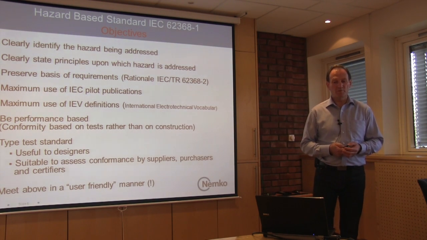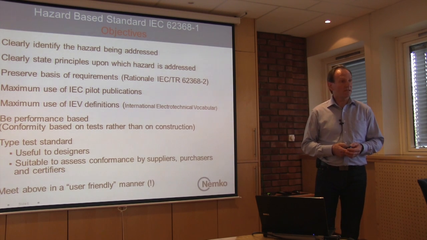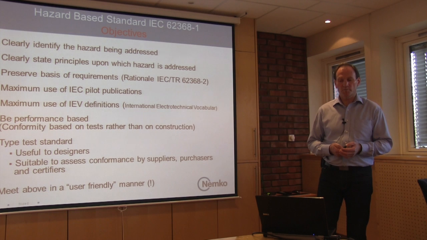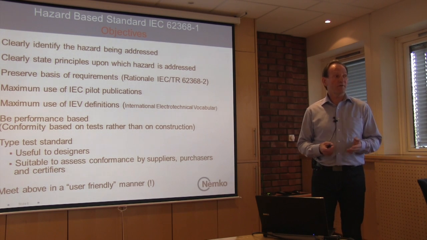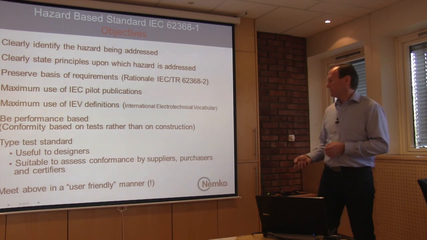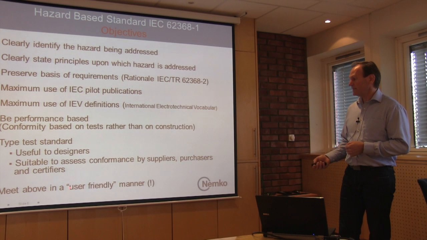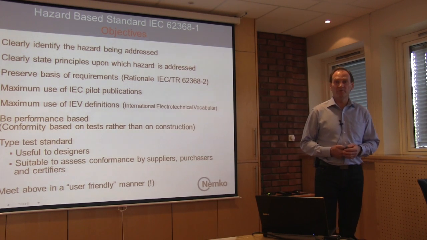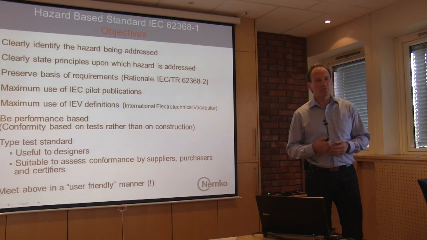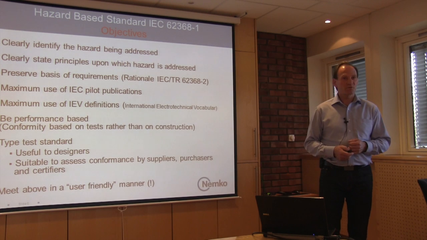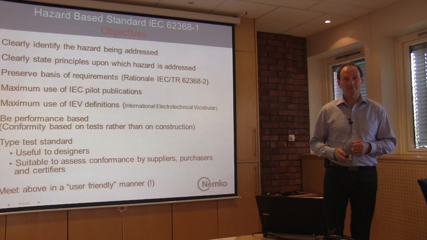And it should be performance-based, with conformity based on test rather than on the construction. It's a type test standard, useful for designers, suitable to assess conformance by suppliers, purchasers, and certifiers, like we have today in 65 and 950. And at the bottom here, it should meet this in a user-friendly manner. That was the idea in the beginning from ECMA, which started this process and handed it over to IEC, and this should be user-friendly. I'm not quite sure we are there, but it will be a standard.